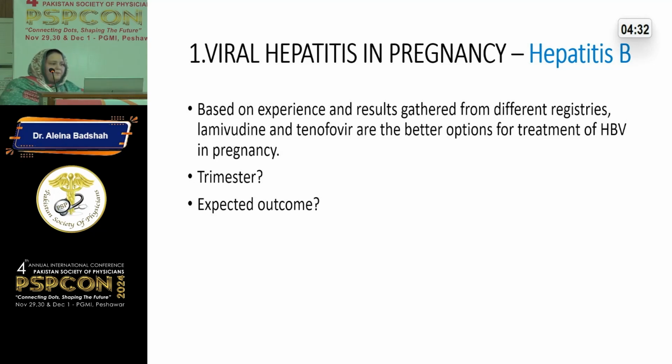Then, which trimesters to start the drug in? Usually, guidelines say that it's better to start after 28 weeks of pregnancy, but you can start it before 28 weeks of pregnancy as well. And the risk of teratogenicity, whether it is started in the first or second trimester, or whether it is started in the third trimester, are almost the same.